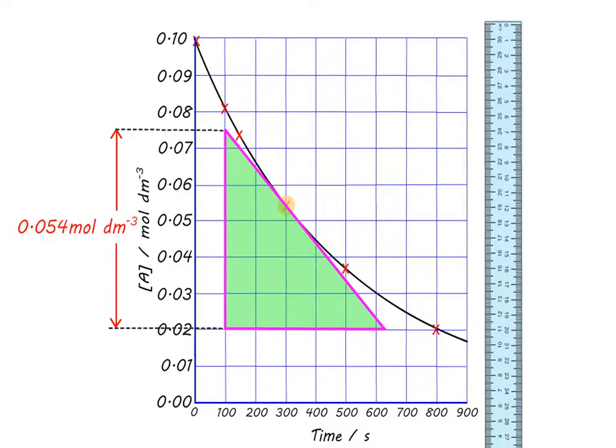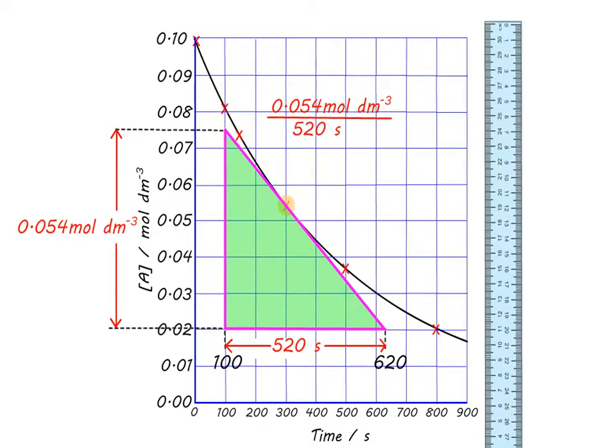We do the same for the base of the triangle, except this time we drop lines down from where the base of the triangle starts and where it finishes, and then find the difference. We can now find the gradient of the tangent, and therefore the rate of reaction at 300 seconds, by dividing the vertical dimension of the triangle by the dimension of the base.